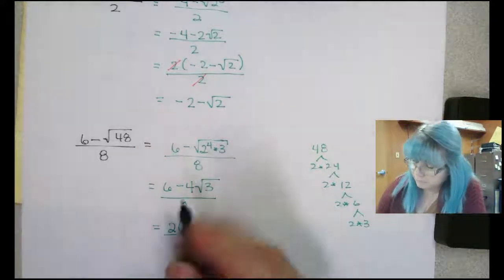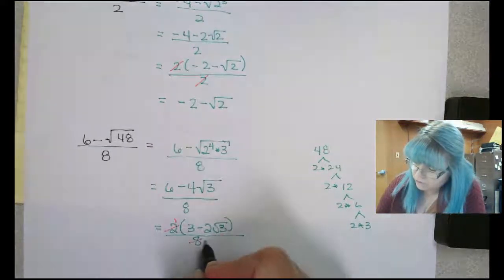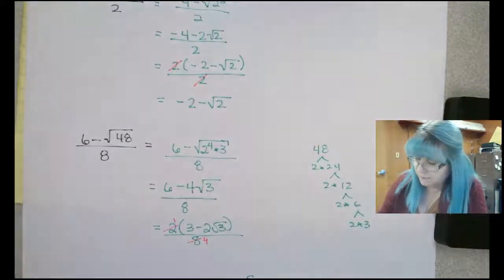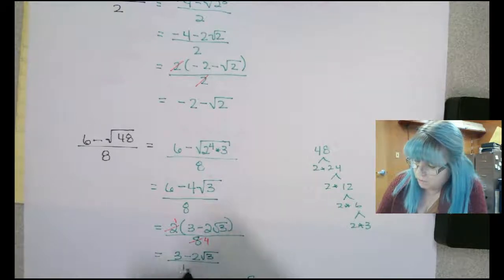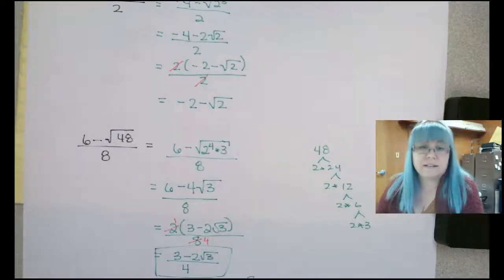And final step, let's reduce. 2 goes into 2 once, 2 goes into 8 4 times. 3 minus 2 square roots of 3 all over 4. There is our final answer there.